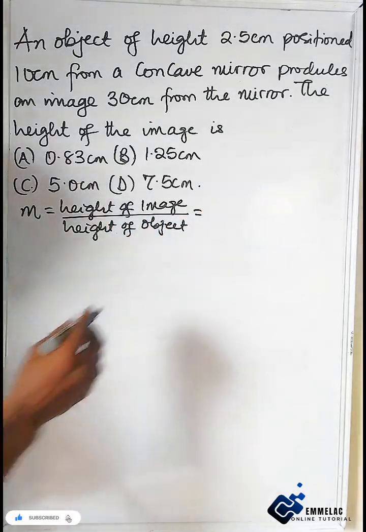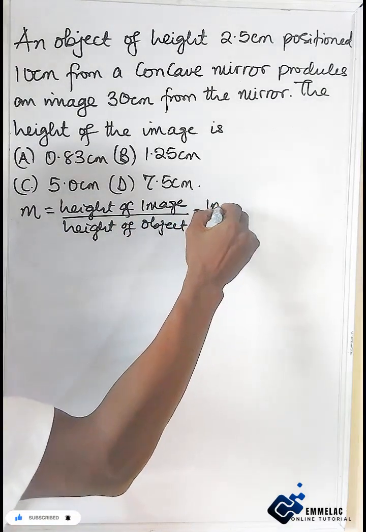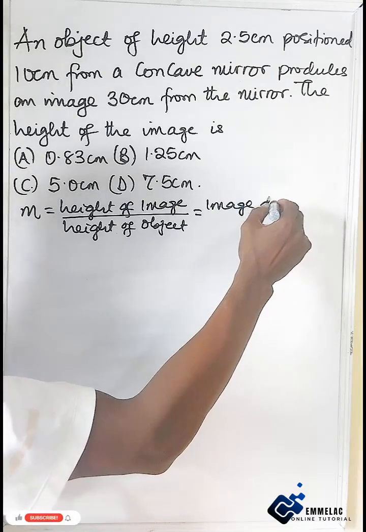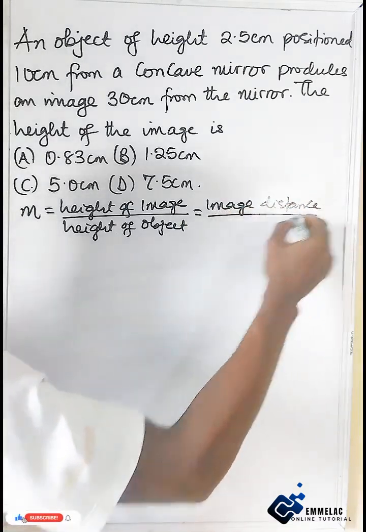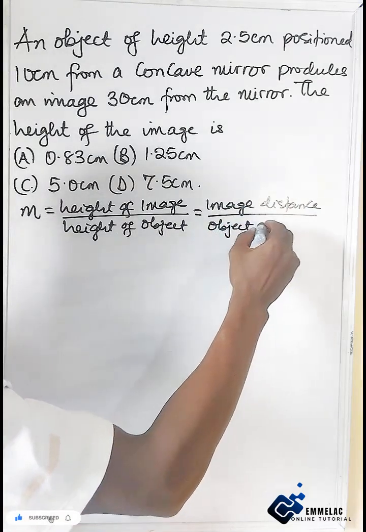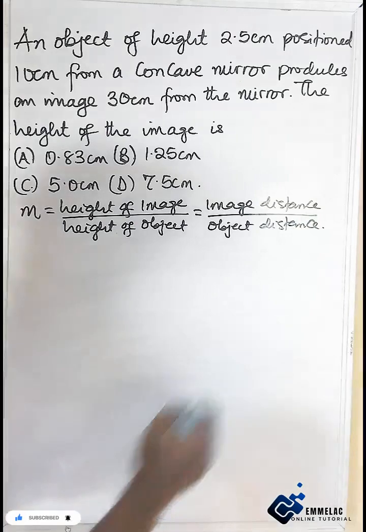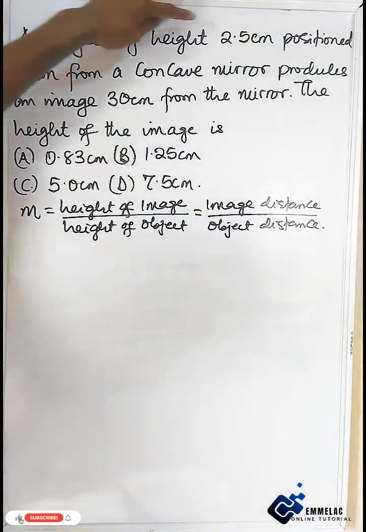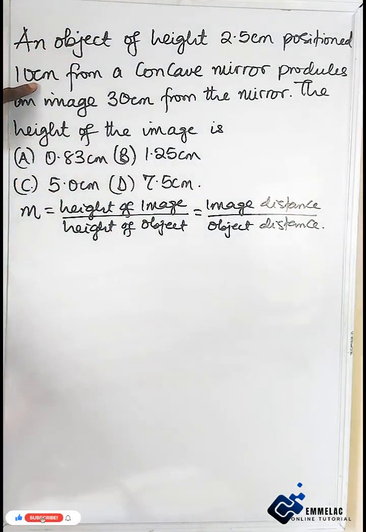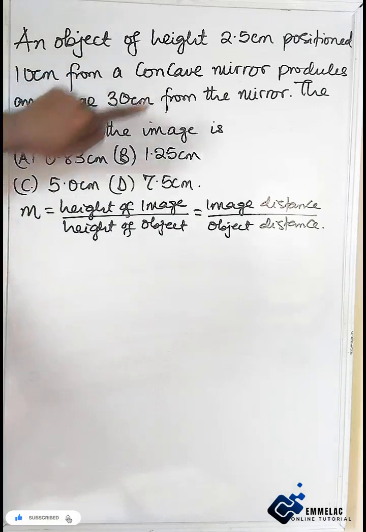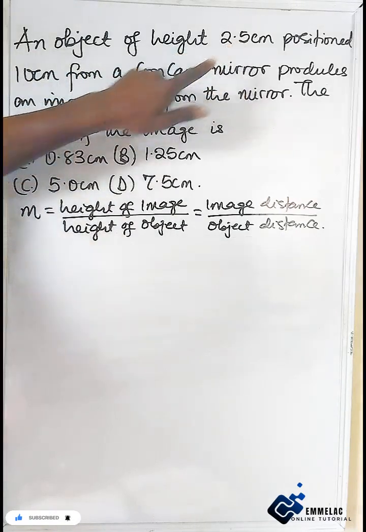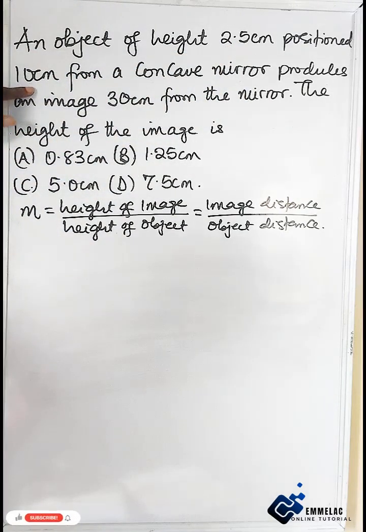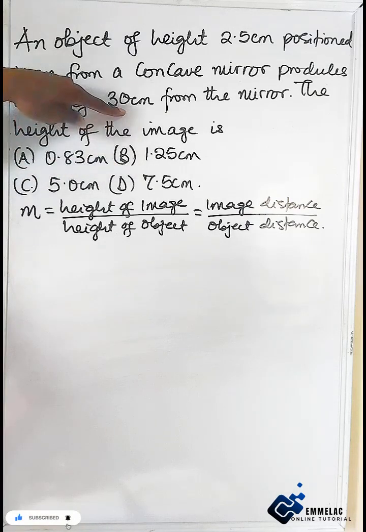which is also equal to the image distance all over object distance. All right, now to this end, we are told that the height is 2.5, positioned 10 centimeter from, which means the object height is 2.5, the object distance is also 10 centimeter, now produces an image distance. Okay, image distance.